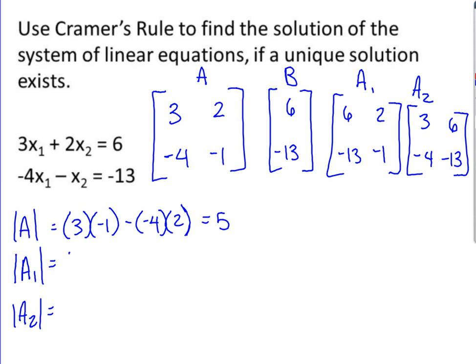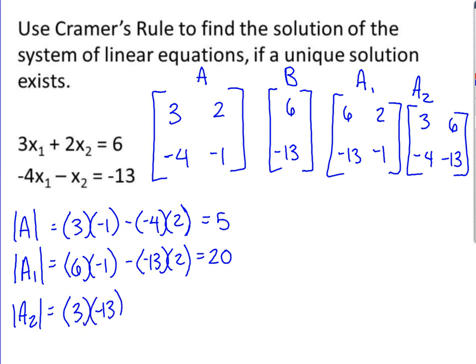On A sub 1, we're going to have 6 times negative 1 minus negative 13 times 2, or negative 6 plus 26, which gives us 20. On A sub 2, we're going to have 3 times negative 13 minus negative 4 times 6. This gives us negative 39 plus 24, which is a negative 15.